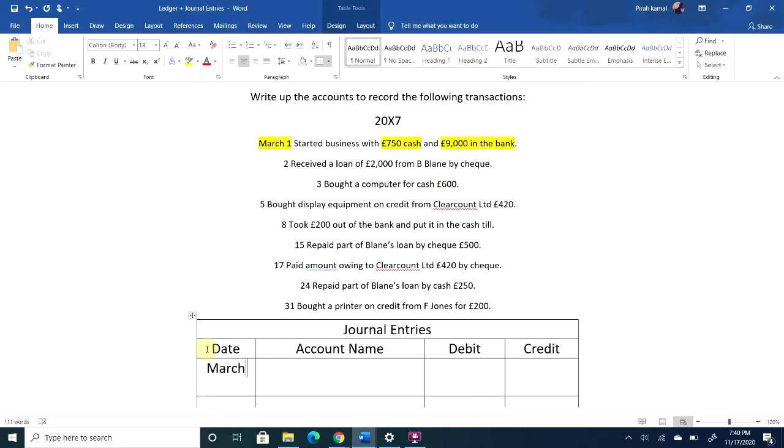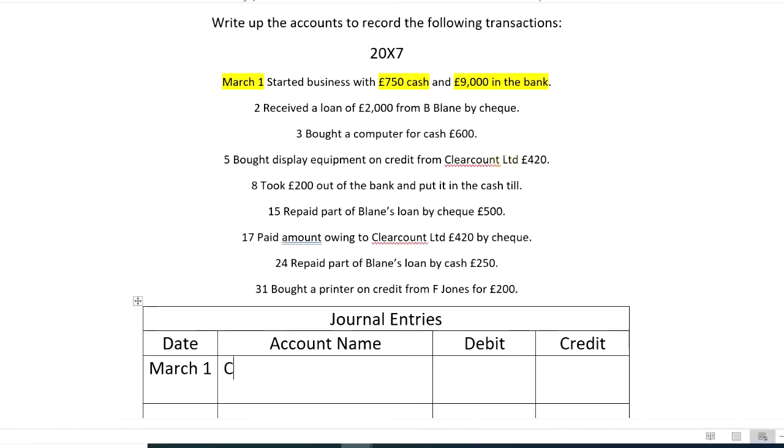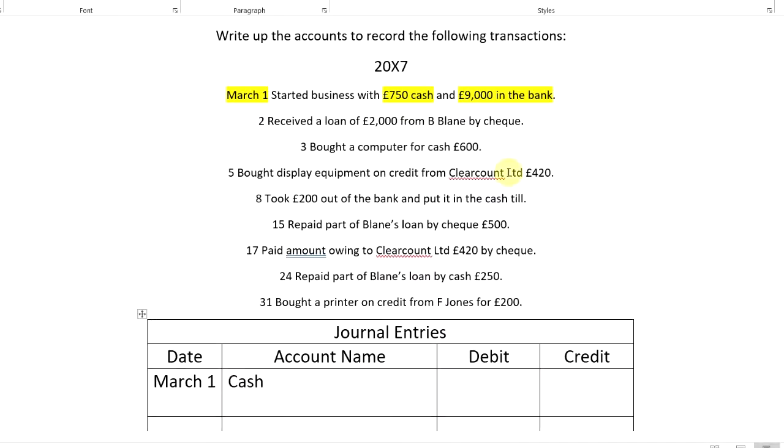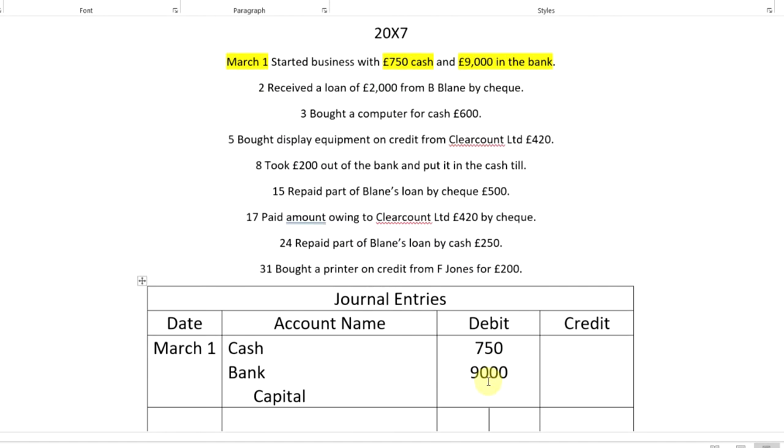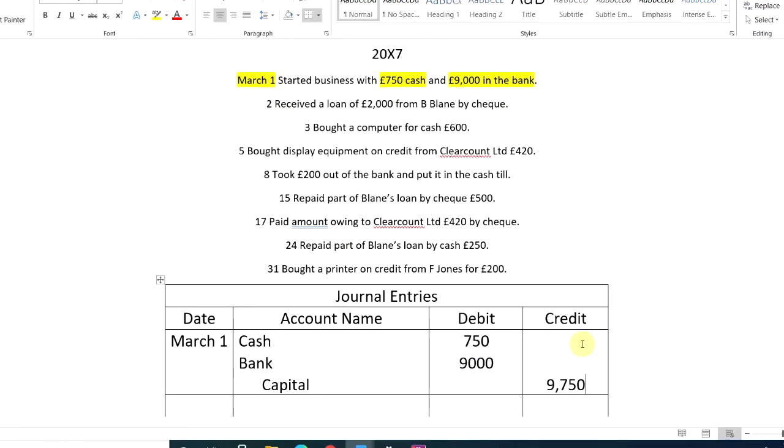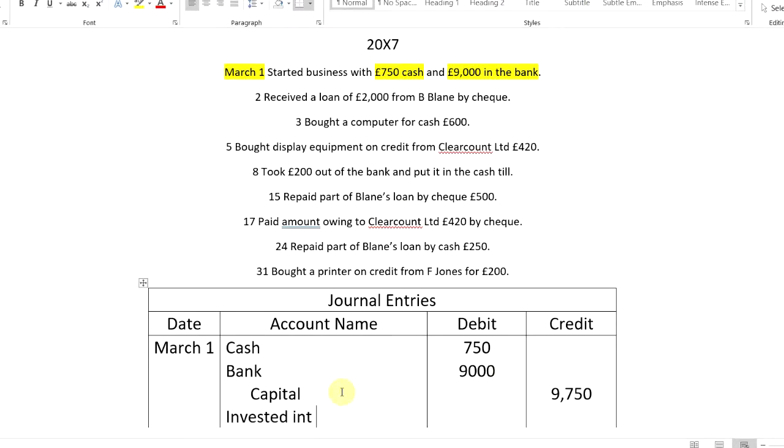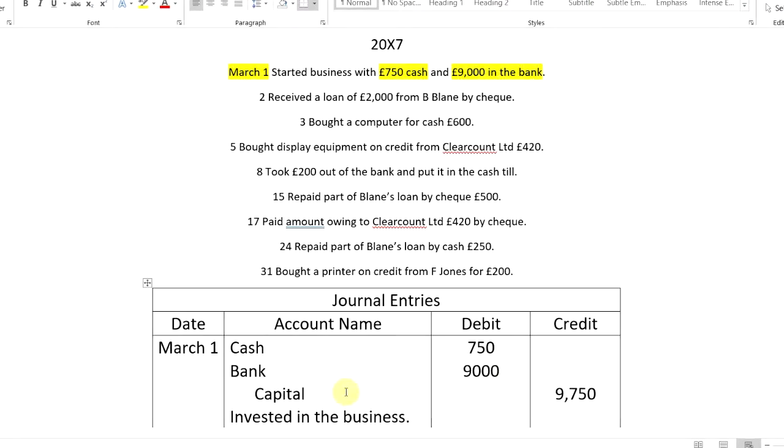So date March 1, cash 750, bank 9,000. And then we will write capital and we will add both of these amounts. Both amounts are our investment. So we will write them together. Capital 9,750. Now we have to write the description of the account. So we can write invested in the business. Let's move on to the next transaction.